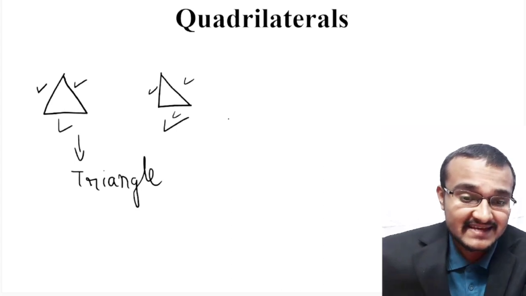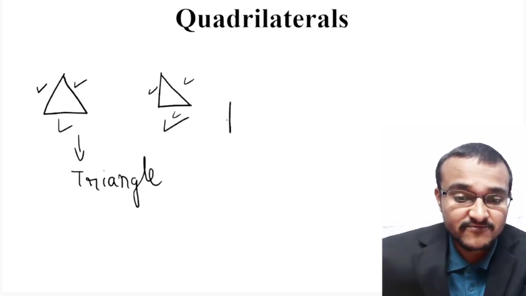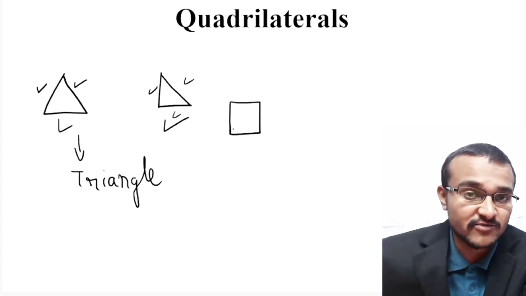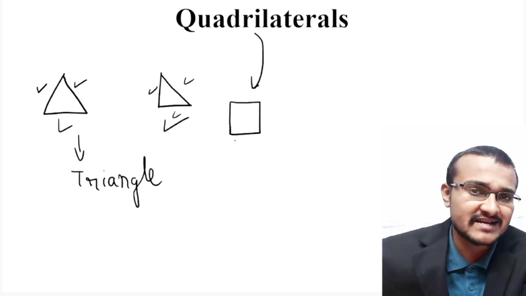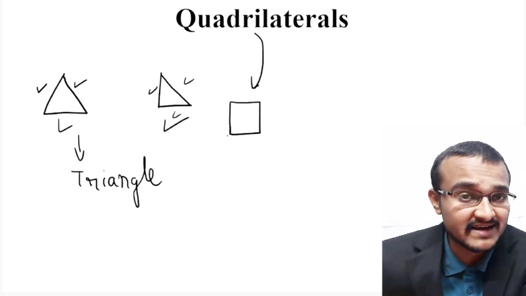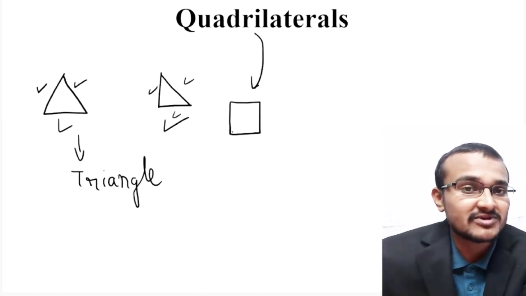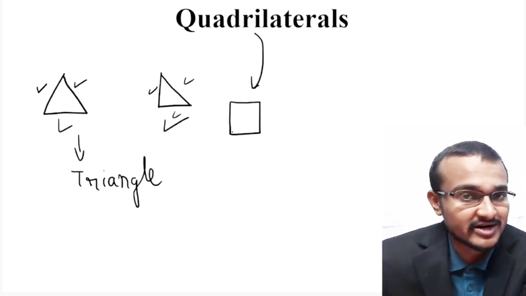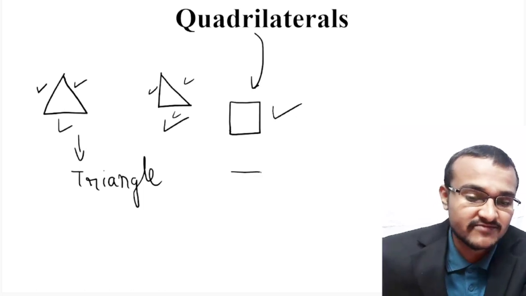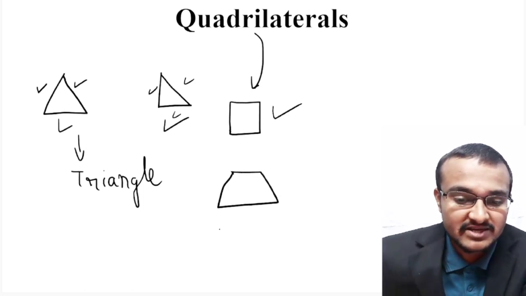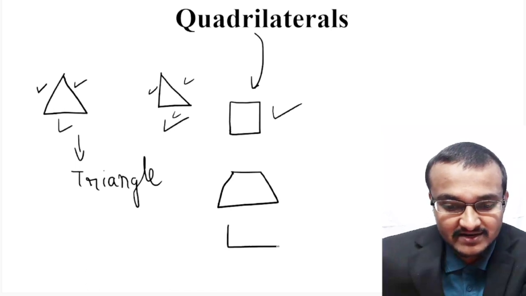Similarly, any polygon which has four line segments closing each other, forming a closed surface, is known as a quadrilateral. In quadrilaterals, we have many other different kinds as well. In this chapter, we'll be learning different forms of quadrilaterals. This is one form of quadrilateral. Even this can be a quadrilateral. Even this can be a quadrilateral.